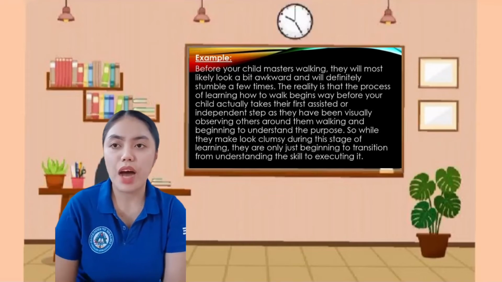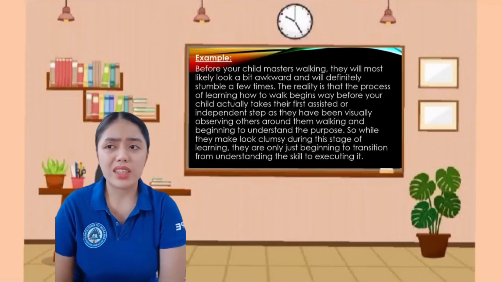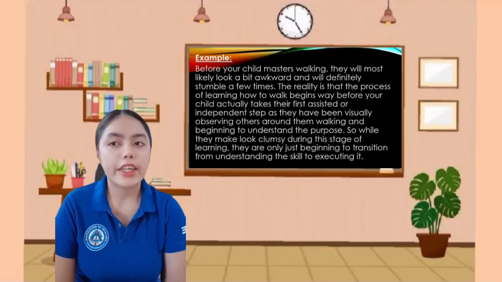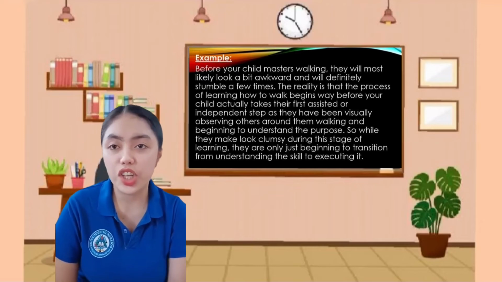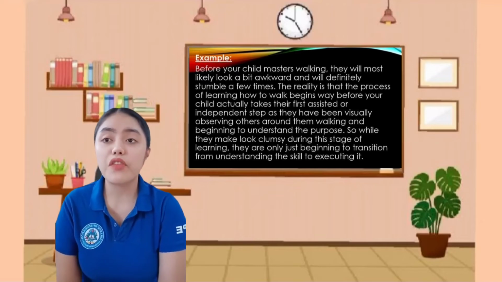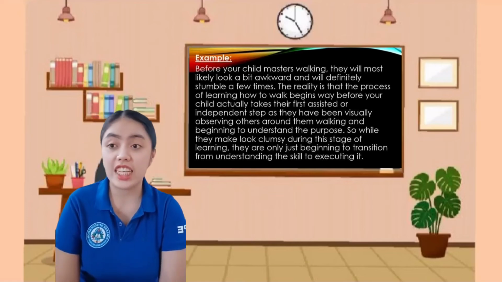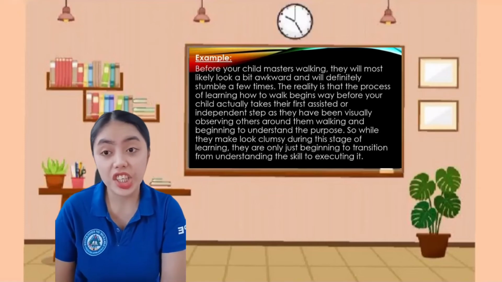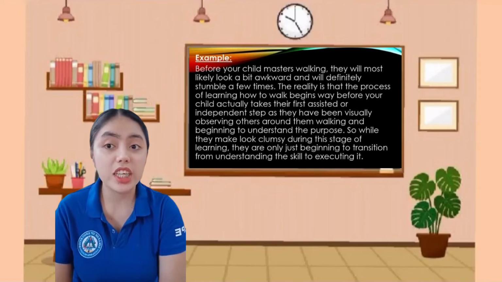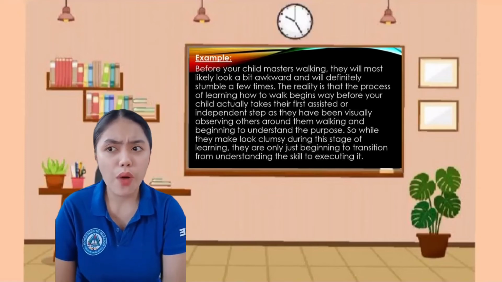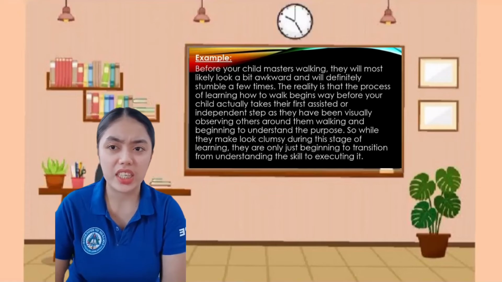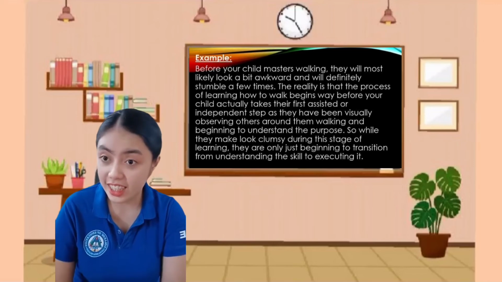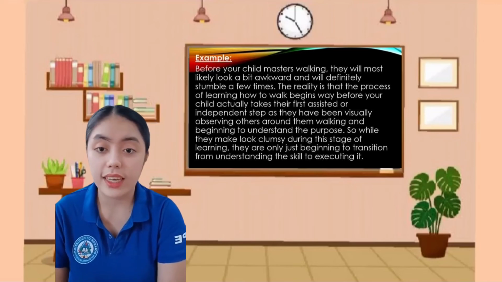Before your child masters walking, they will most likely look a bit awkward and will definitely stumble a few times. The reality is that the process of learning how to walk begins way before your child actually takes their first assisted or independent step, as they have been visually observing others around them walking and beginning to understand the purpose. So while they may look clumsy during this stage of learning, they are only just beginning to transition from understanding the skill to executing it.